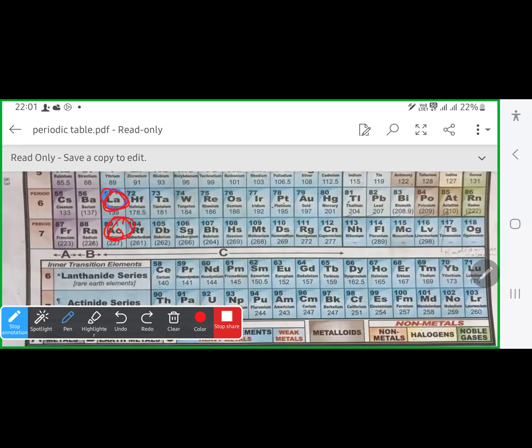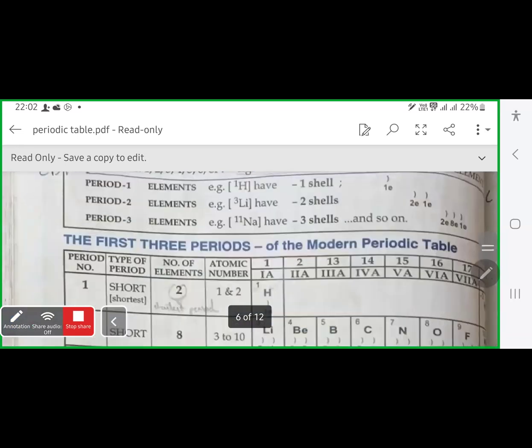Check this out. Any doubt till here? Check this all, beta.